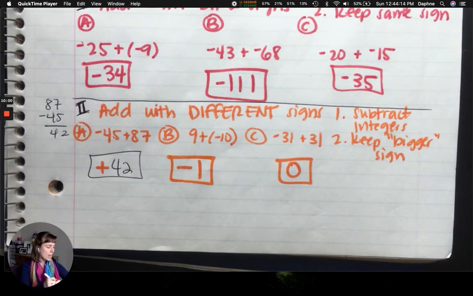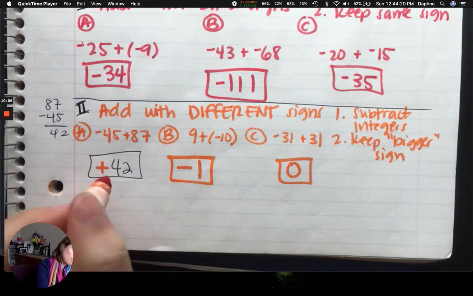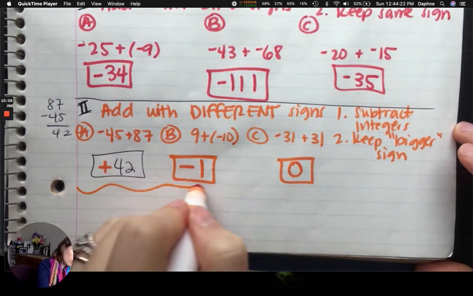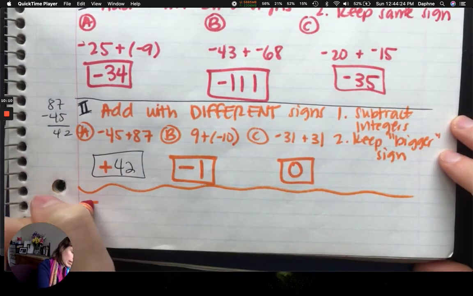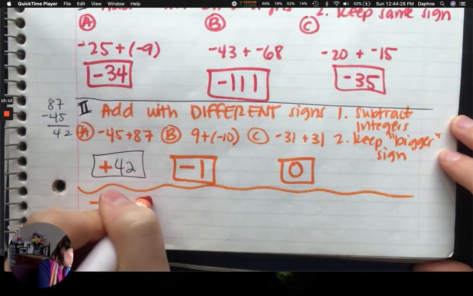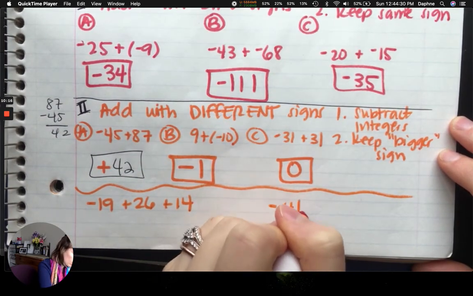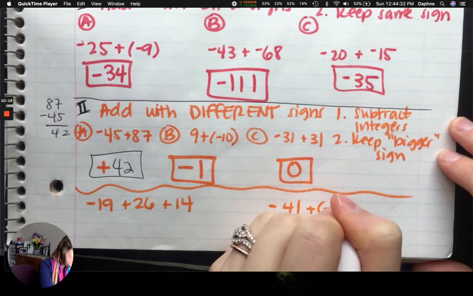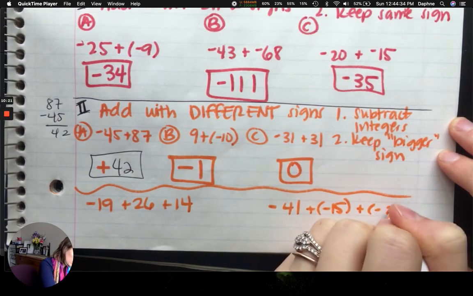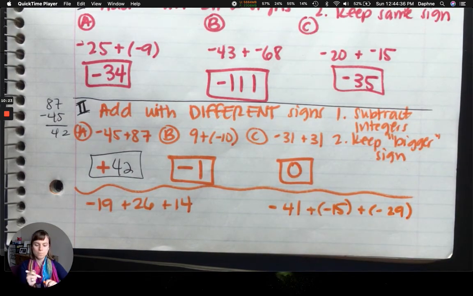Awesome. And then we have 2 challenge extension questions of how would you do it if there are multiples? So if you had negative 19 plus 26 plus 14, and then negative 41 plus negative 15 plus negative 29. Add them all up. What do you get? Remember to go from left to right and go slow.